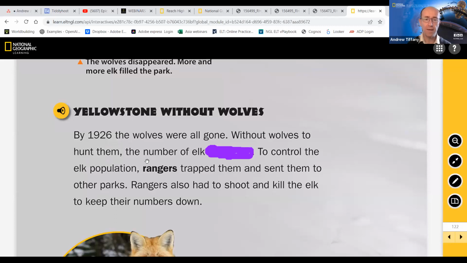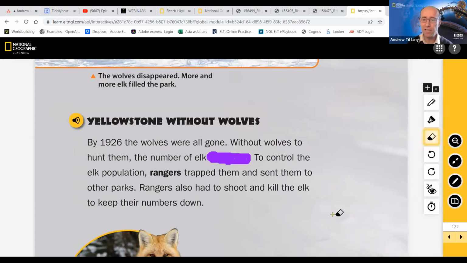Without wolves to hunt them, the number of elk, what word goes here? To control the elk population, rangers trapped them and sent them to other parks. Rangers also had to shoot and kill the elk to keep their numbers down. Okay, Munayan says they increased, right? So let me grab my eraser. Actually, I don't need the eraser, I can use this tool here. So yes, they increased, well done. The numbers of elk increased, they got more elk. So now they shot all the wolves, now they have to shoot the elk as well. Oh, okay, radio. Let's look at the next page.